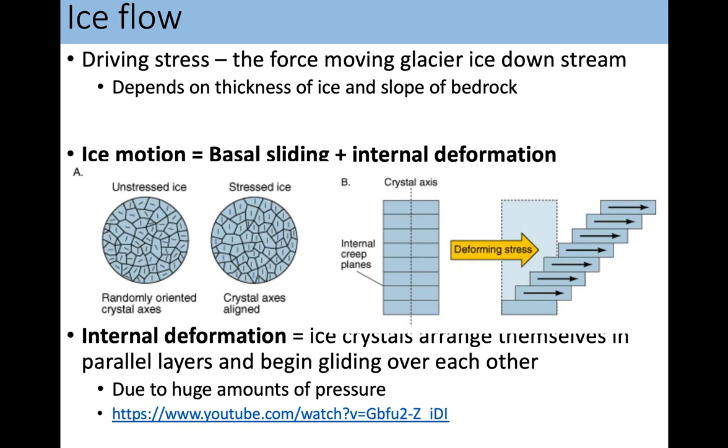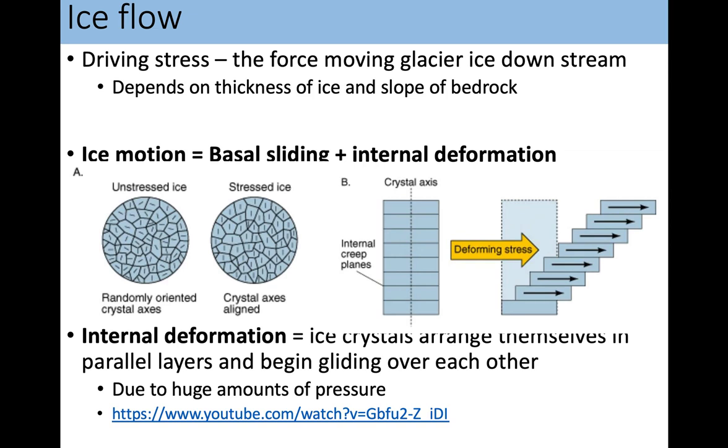And then also the slope of the bedrock. So how steep is the mountain that your ice is flowing down? If it's extra steep, then the ice is going to flow faster. If it's rather flat, the ice isn't going to flow as much. It's similar to rivers and streams. So ice motion is a combination of sliding and deformation.